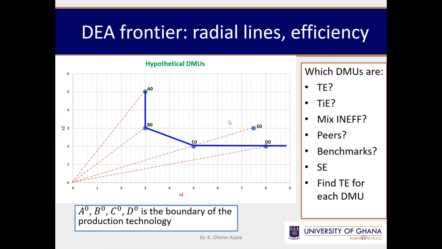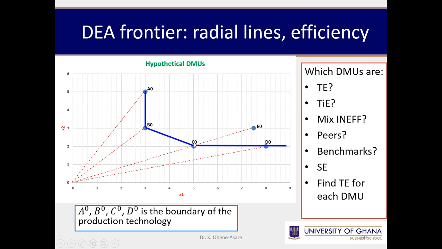Let's take an example of a data point like E naught. If you look at E, you can see that B is on the same line as E, and yet B is using less input than E. How do we know? Look at the input X1 for B, it is 3, and input X1 for E, it is 7.5. So B is using less input than E. So B is dominating E. B is relatively efficient compared to E. So E is dominated.